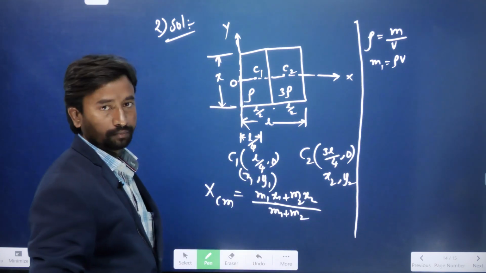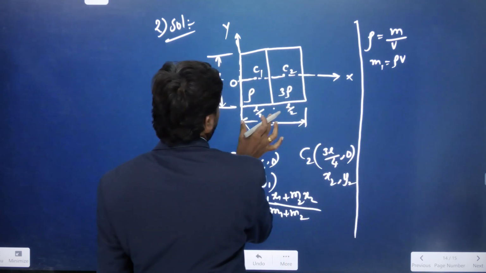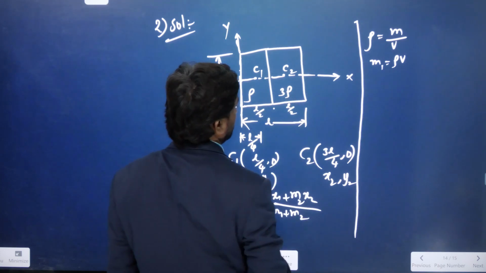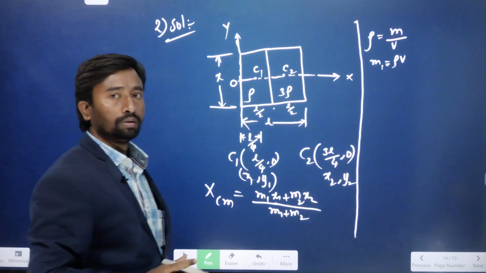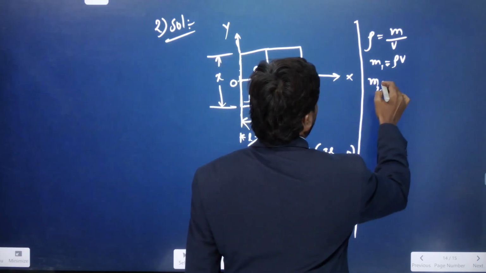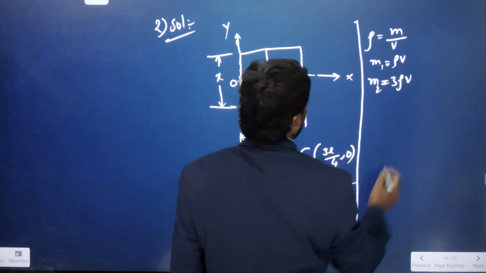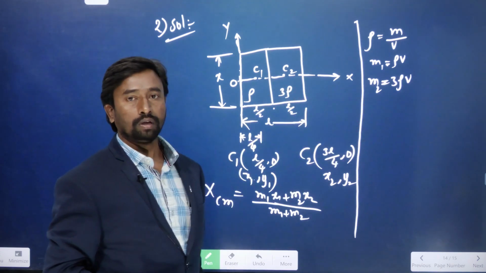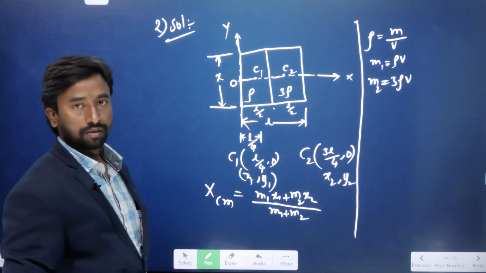The volume of the two plates is the same because each is half of the length, with the same height. So the volume will be the same for both rectangular plates, and similarly m2 is 3 rho v, since the density of the second plate is 3 times. Now if you substitute these values here, we will get the answer.